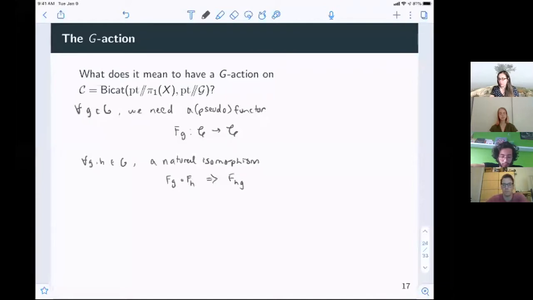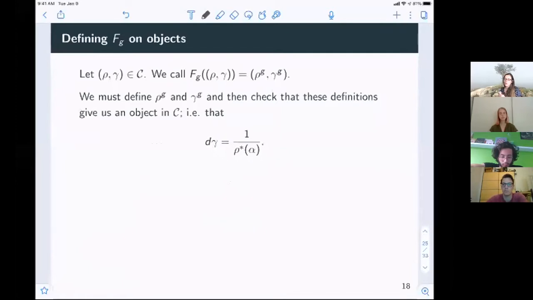So in order to define these functors F_g on objects, we're going to call the image of them (rho_g, gamma_g). So we have to define what we think rho_g should be and what gamma_g should be. And then we actually have to check that those definitions do in fact give us an object in C. In other words, we have to check that they do follow this compatibility condition. So because we want to lift this G action that we had downstairs on Hom(pi1X, G), that means that we should lift rho to just the conjugation of rho by g, since that's what's happening downstairs to morphisms from pi1X to G. They're being conjugated by elements of G.